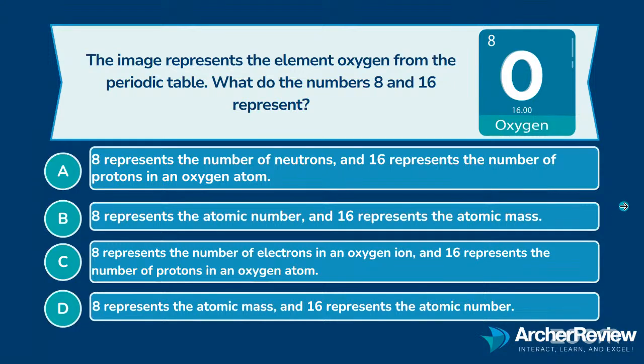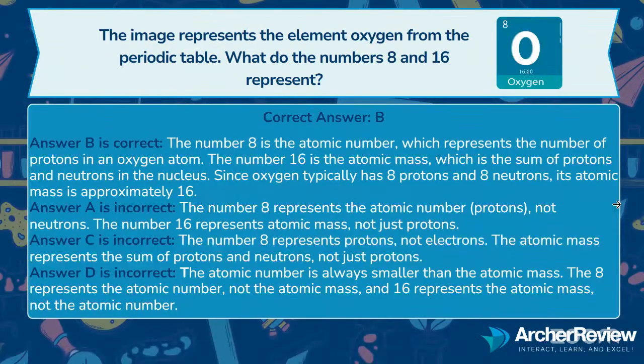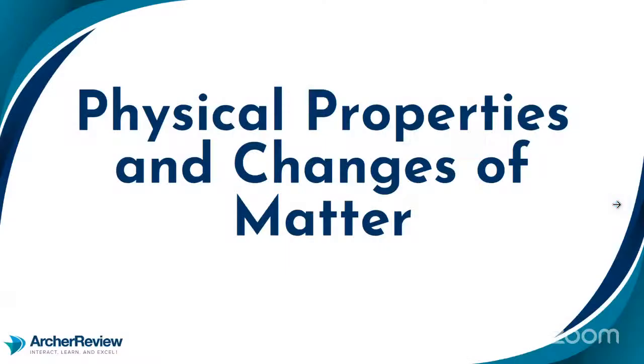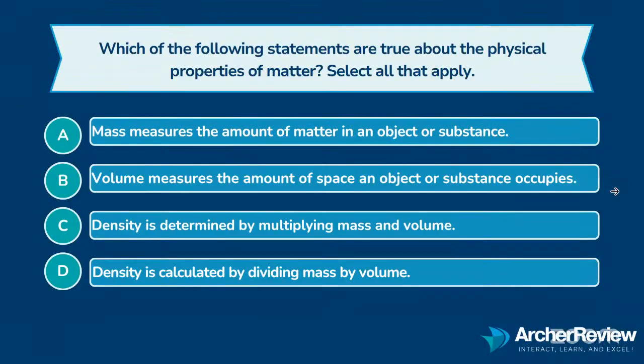Let's take a look and see what our next one is. Physical properties and changes of matter is our next topic. Which of the following statements are true about the physical properties of matter? Select all that apply. A, mass measures the amount of matter in an object or substance. B, volume measures the amount of space an object or substance occupies. C, density is determined by multiplying mass by volume. Or D, density is calculated by dividing mass by volume. Get those answers out there.